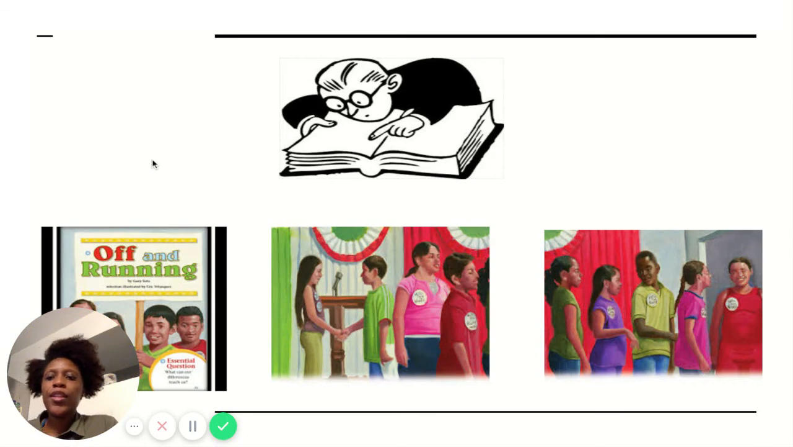Now, you're either on your 2nd or 3rd read of Off and Running, and it's important to reread a text because we often make connections that we didn't make during our first read.